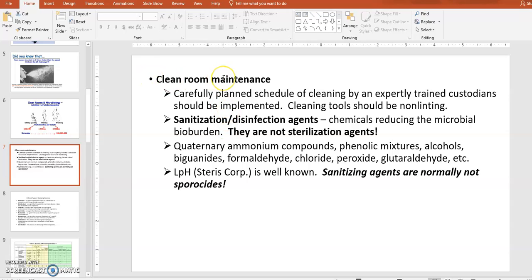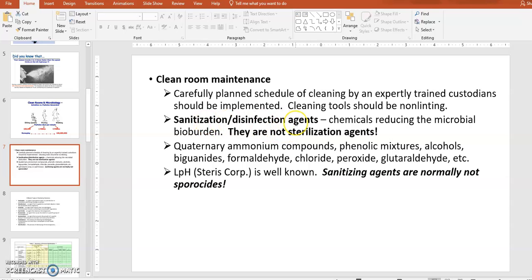So the clean room should be well maintained and cleaned on a regular basis, and cleaning tools should be lint-free and should not generate a lot of dust by themselves, and also the sanitization and disinfection agents you will use. So cleaning crews will come in and do the routine daily cleaning, using these chemicals. But understand the meaning of these terms: sanitization, disinfection. They are different from the term sterilization. Right? You understand the difference, right?